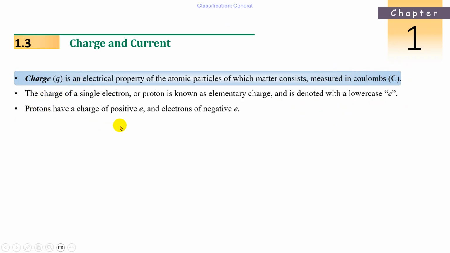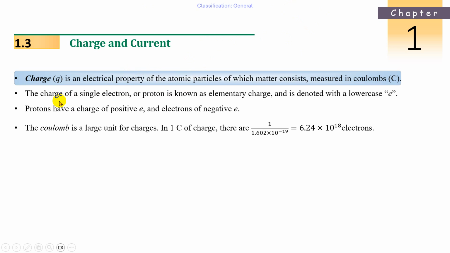So the proton has a positive charge and the electron has a negative charge. That is, plus e means the proton, minus e means the electron. Minus is always for the electron, positive is for the proton. So the coulomb is a large unit of charge.